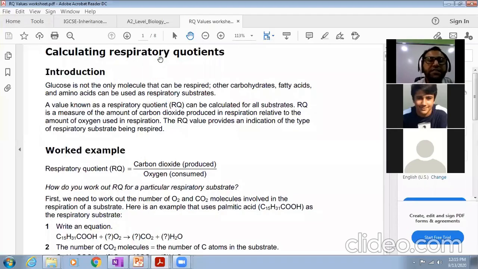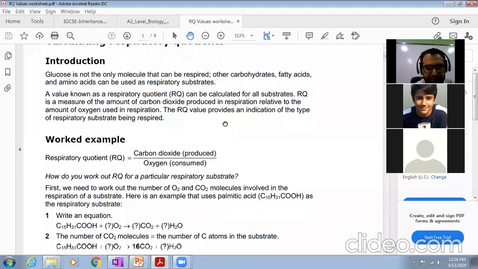Now, how will we calculate the respiratory quotient? As I discussed with you, glucose is not the only molecule that can be respired. We also have other respiratory substrates like fatty acid and amino acid. So let's see how we can find the RQ for a specific substrate.